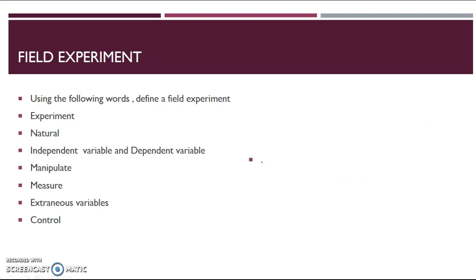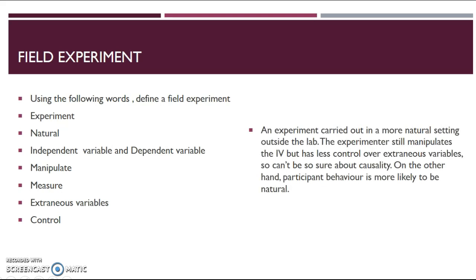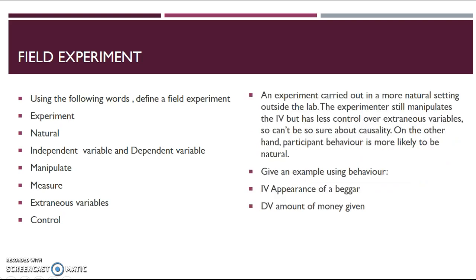So the process for a field experiment. Make sure that you've got all these words in again. Check that you've got something similar to this. And again, give an example of a field experiment, maybe using this as a scenario: the IV being the appearance of a beggar, and the DV being the amount of money given. Okay, pause it for a moment, write down how you would check that one out. Then we'll push on to the next one.